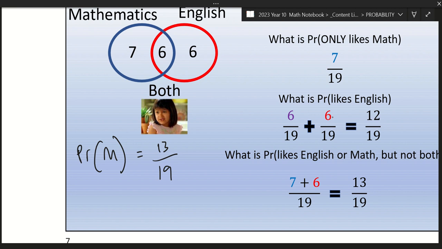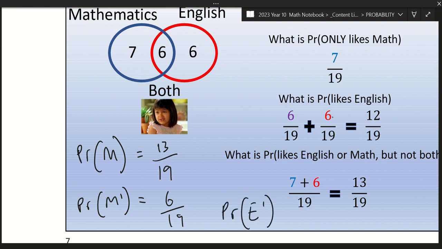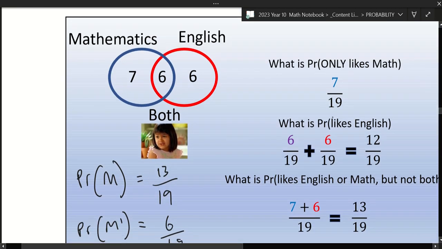How about this? Yeah. PR. What does this mean? What does that mean? Everything but math. So what would that be? 6. Good. Why 6? It can't be 12 because what does this involve here? It's also both. So you can't include it. It's just not math. And then if I work backwards and said probability of not English, okay, it's just 7. Good. Okay, I like it. You guys are getting it. Okay, I think that will be it for that.